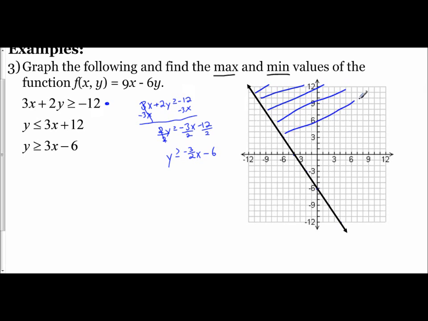Remember, I use little lines for the shaded region in the beginning because it allows me to erase, it allows me to look for a crisscrossing pattern on where my solution region is. And so for the next one, y is less than or equal to 3x plus 12, it's already in slope-intercept form. So I'm just going to go ahead and graph.